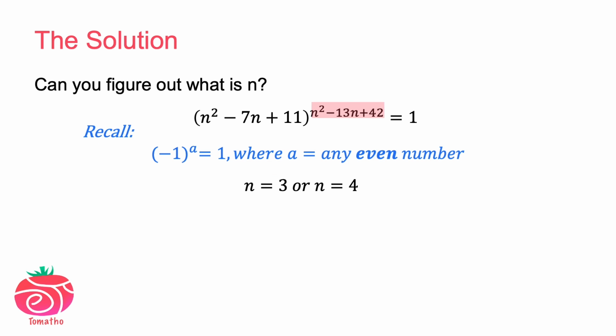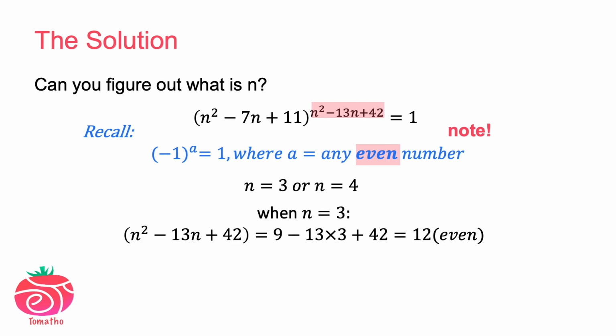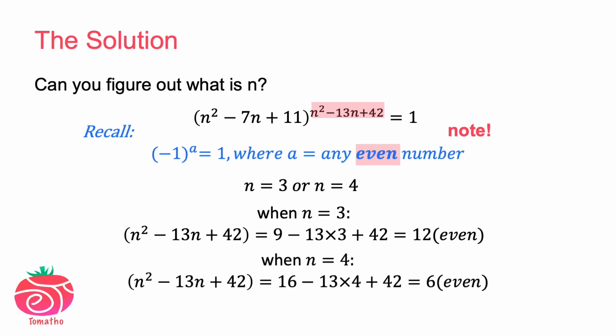Lastly, to validate that n equals 3 and n equals 4 are valid, we must check if n squared minus 13n plus 42 is even. So when n equals 3, n squared minus 13n plus 42 is equal to 12, and this is even. Similarly, when n equals 4, the value is 6, and this is even as well. Thus, we can conclude that n equals 3 and n equals 4 are valid solutions.